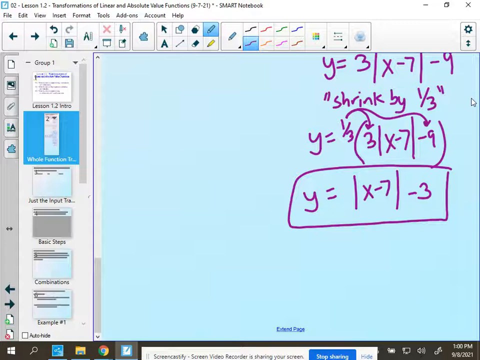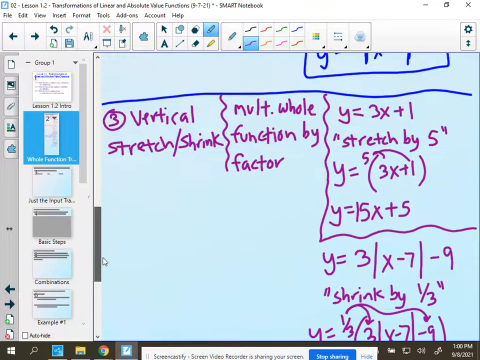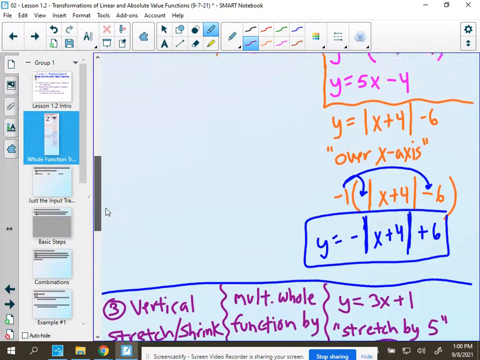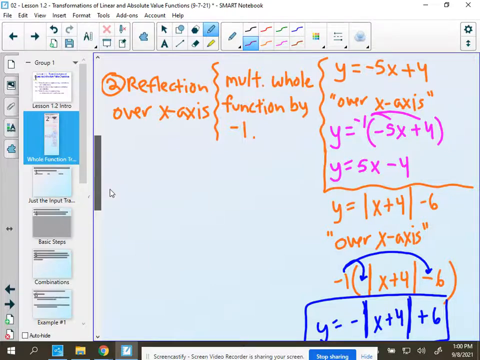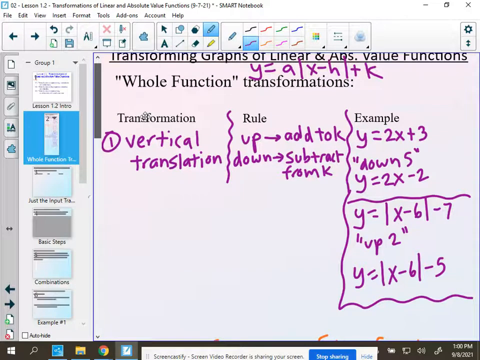Not bad. Okay, we can do those in general. Big picture, whole function ones, which is what we're doing here, people tend to do better with them, but I don't think the input ones are much tougher. So we do need to know the rules, though. Multiply the whole function by whatever factor. Multiply the whole function by -1. You're technically adding to the whole function when you're adding or subtracting. It works with the k. One more while I'm here, why not?